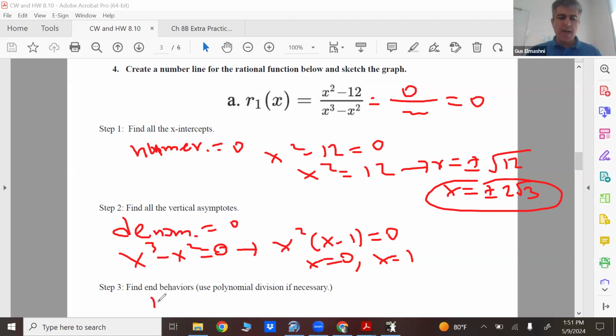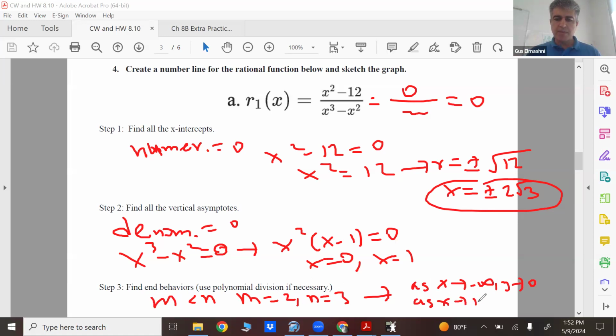Find the end behavior. Well, because m is less than n, remember m is equal to 2 and n is equal to 3. Those are the highest exponents. Your end behavior is going to be like this. As x approaches -infinity, y is approaching 0. As x approaches +infinity, y approaches 0. So basically, a horizontal asymptote is y equals 0.